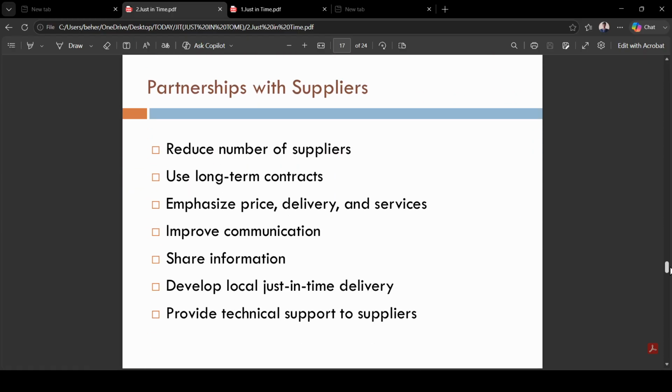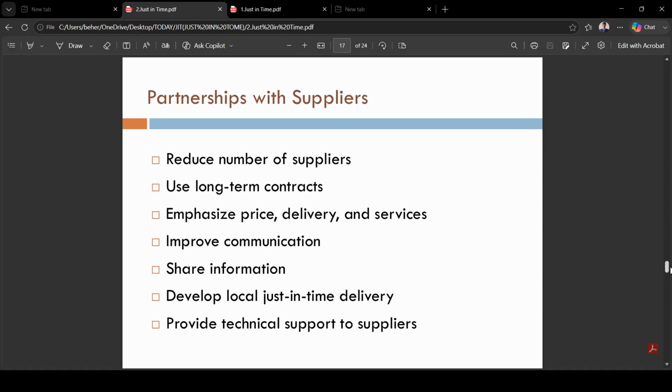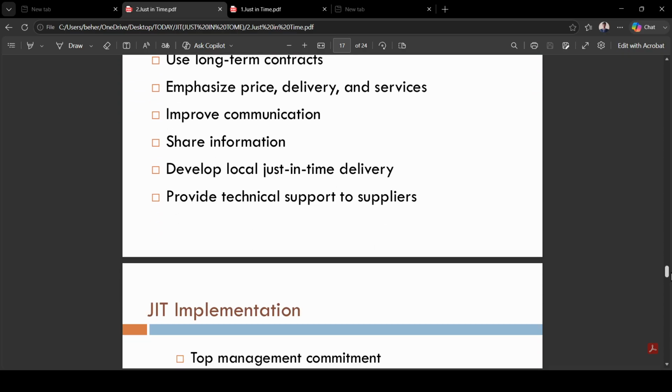Partnership with supplier. Reduce the number of suppliers. Use long-term contracts. Emphasize price, delivery, and services. Improve communication. Share information. Develop local just-in-time delivery. Provide technical support to the supplier.